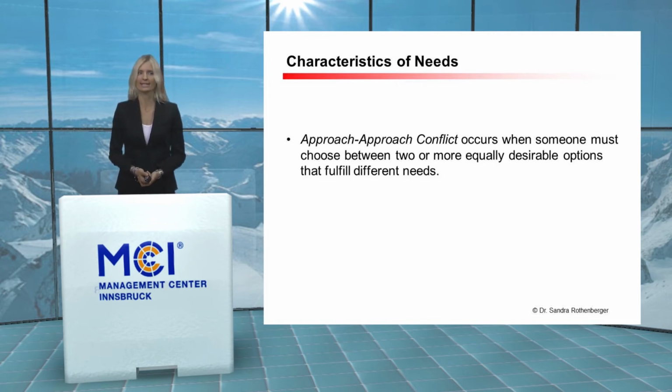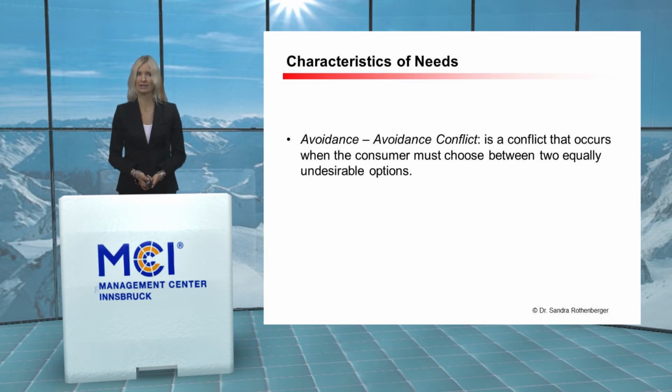Example: you are invited to a career fair, consistent with achievement needs, and to a baseball game with friends, consistent with the need for belonging, on the same day. The avoidance conflict is a conflict that occurs when the consumer must choose between two equally undesirable options. An example would be going home alone after a late meeting, which means the need for safety, or waiting an hour for a friend to drive you home, which is the need for affiliation. Neither option would be desirable.